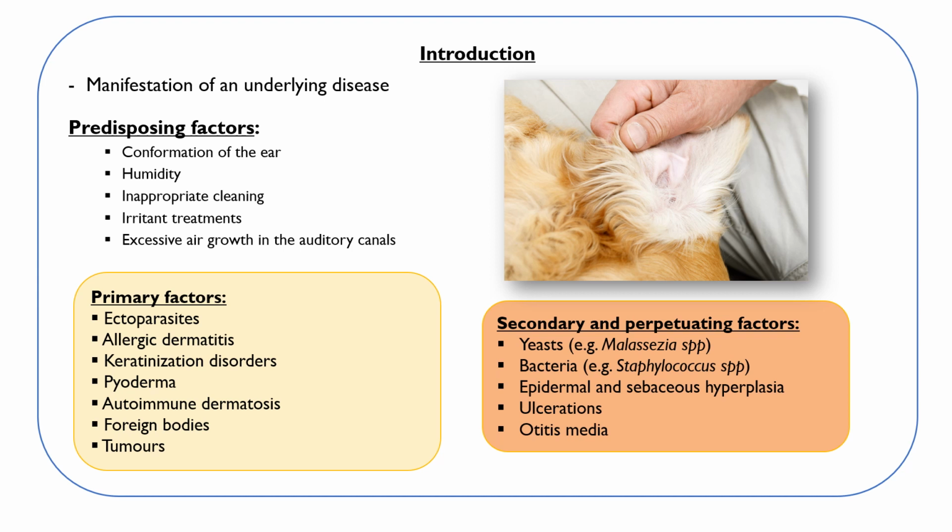If we are not able to correct the otitis on time, the accumulation of cerumen within the auditory canal is the perfect environment for the growth of yeast and bacteria, as Malassezia and Staphylococcus. These contribute for further inflammation and the perpetuation of the otitis. Also, extensive epidermal and sebaceous hyperplasia, ulcerations, and a subsequent otitis media can also happen in advanced cases and further contribute to clinical signs and recurrence of the disease after apparently successful treatment.